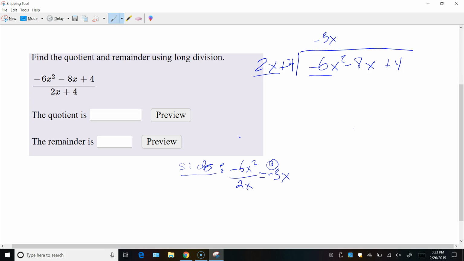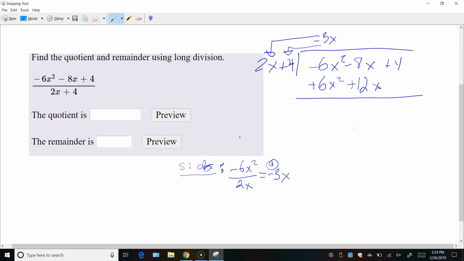Once you've done that, the next part of the process is you take your negative 3x and you multiply by the 2x. So negative 3x times 2x is negative 6x squared. That goes in this position. And then negative 3x times the 4 becomes, in this position, negative 12x. Then, as in regular long division, you basically change these signs. So that means this becomes positive. You always change these signs, whatever they are originally. And this also becomes positive.